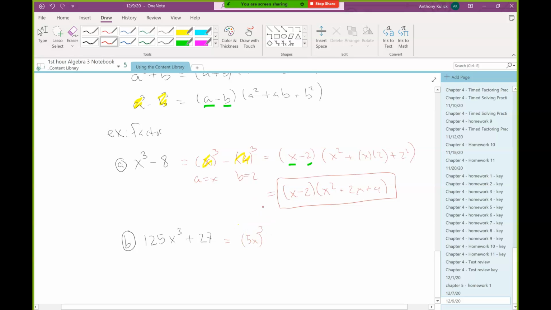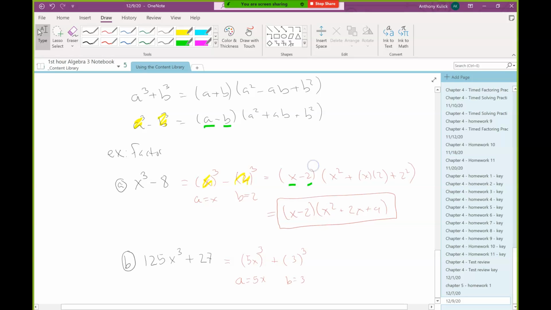So 125x to the third is the same thing as 5x quantity to the third. And then I need to think about, is 27 something to the third? Well, I know 3 times 3 is 9, and 9 times 3 is 27. So 27 is the same thing as 3 to the third. So my a is like 5x, and my b is like 3.